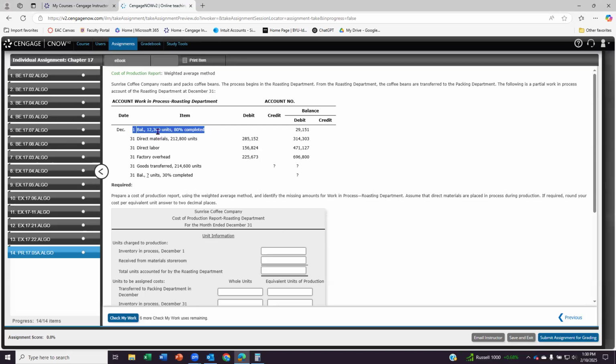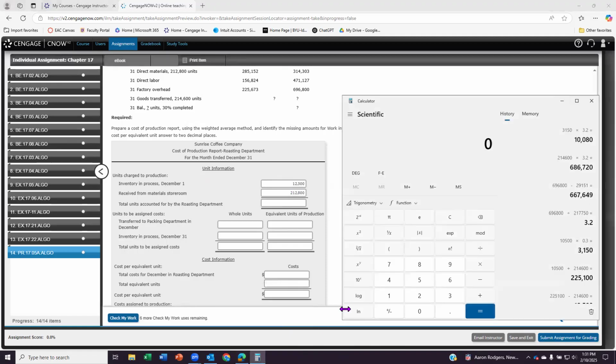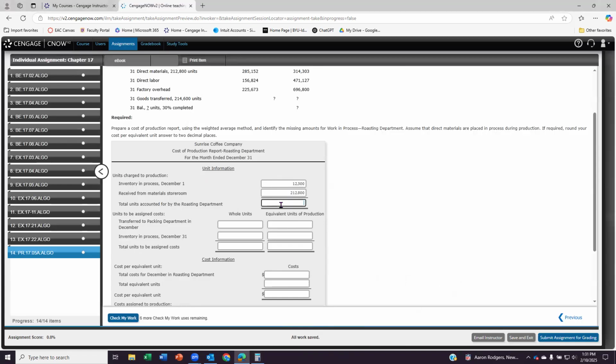The units charged to production, our inventory in process on December 1st, we can see right here that there were 12,300 units, 80% completed. So I'm going to do 12,300. That was what was in process. And then here it tells us we received materials for 212,800. So our total units accounted for by the roasting department are just those two added up, 12,300 plus 212,800 or 225,100. So that's the units we have to account for.